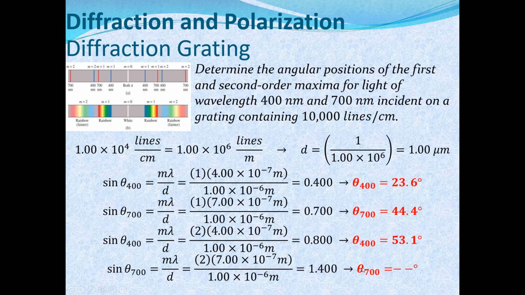We're going to end up doing something similar, but this time we're going to use the information to figure out what is the minimum number of lines we would need in the grating to be able to resolve a second line. All right.